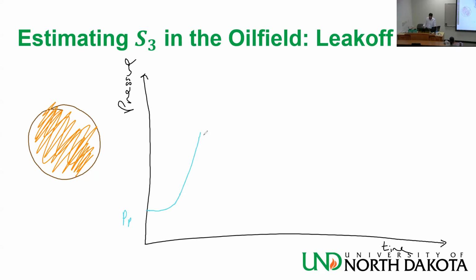Then I reach a point where my slope starts to deviate. What does that mean? My slope is decreasing. My fluid is leaking into the formation, so the pressure is not rising as fast as it would have if the fluid wasn't going into the formation. We call this the leak-off pressure, LOP.